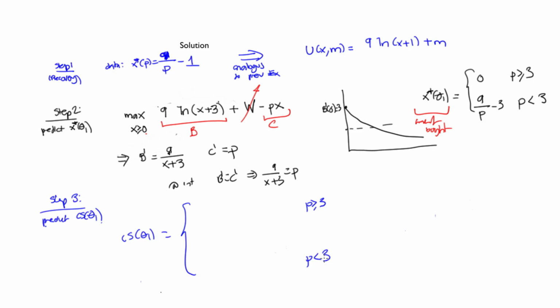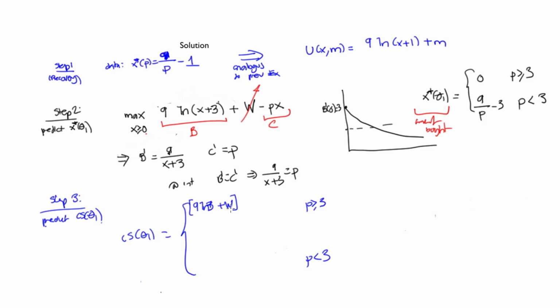Now let's see why. First, what happens when the price is greater or equal than 3? We know that we are in this case of the demand. We know that the consumer buys nothing. He still consumes 2 units of the good for free. So what is his utility after the introduction of the policy? It is 9 logarithm of 0 plus 3, so logarithm of 3, plus W minus P of 0 because he buys nothing. That is the utility at the policy.